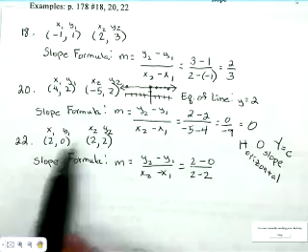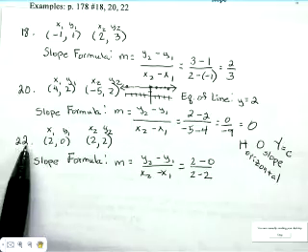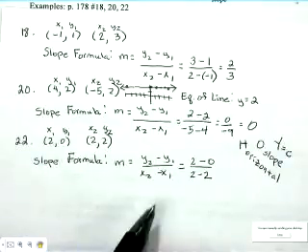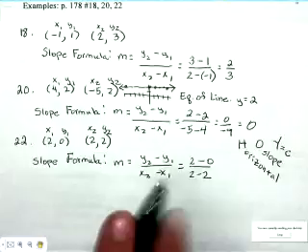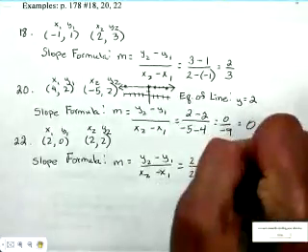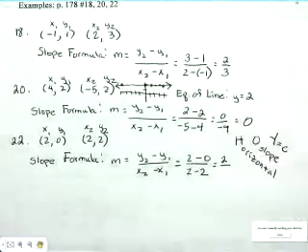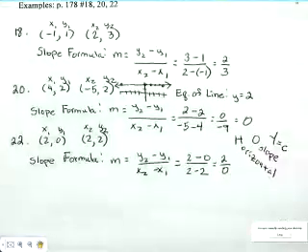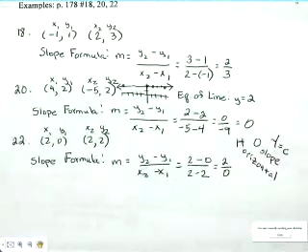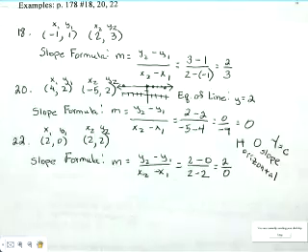When you use the slope formula on number 22, what did you get in the numerator? 2 minus 0 is 2, and what did you get in the denominator? 0, and if you leave me 2 over 0 for the slope on the test, I'm counting it wrong. No partial credit, because you need to know that 2 over 0 is what? Undefined.